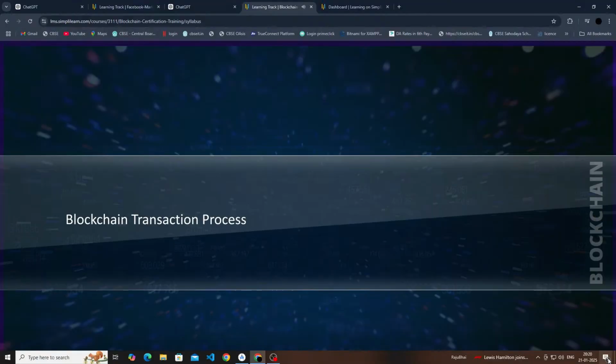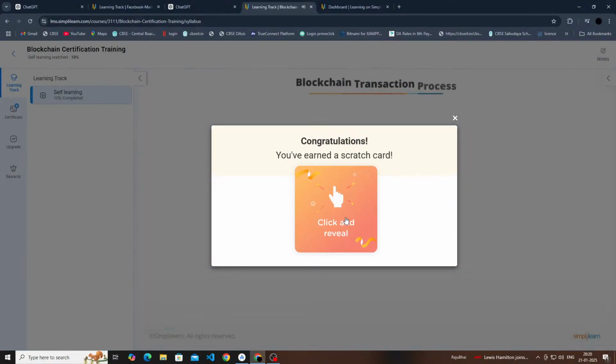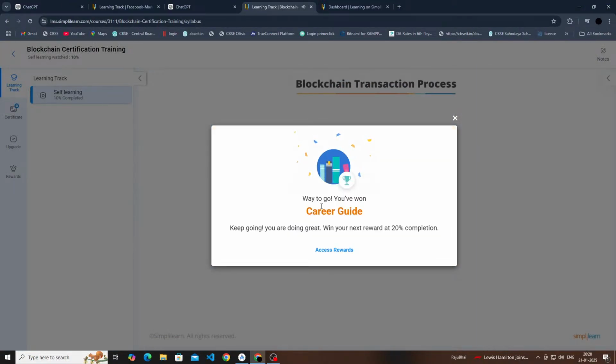Blockchain transaction process. The transaction process begins with the initiation of a new transaction.